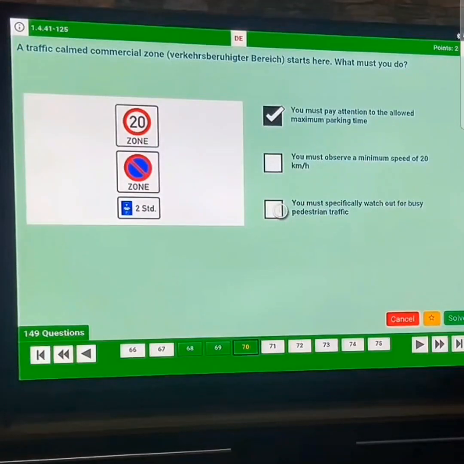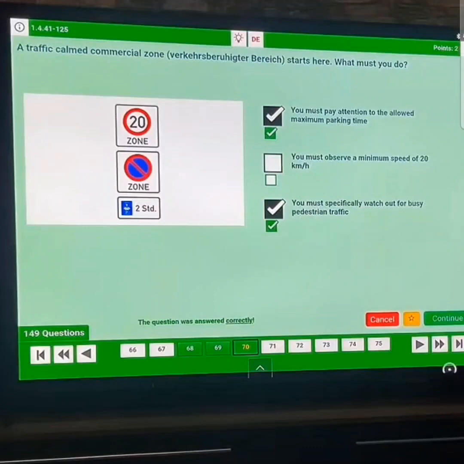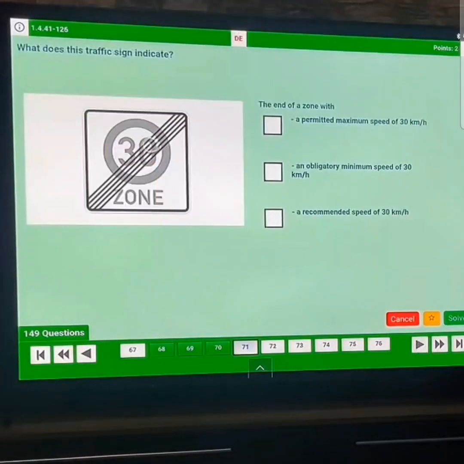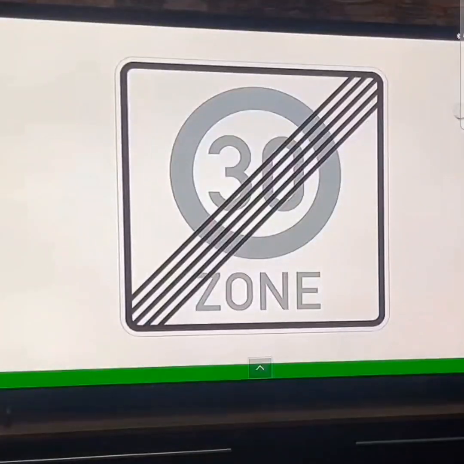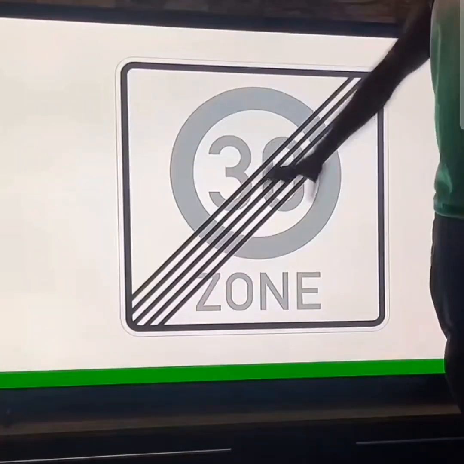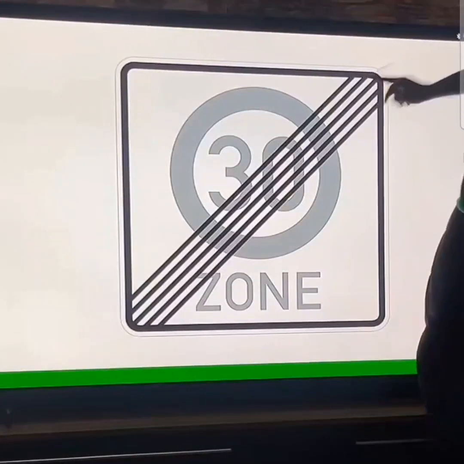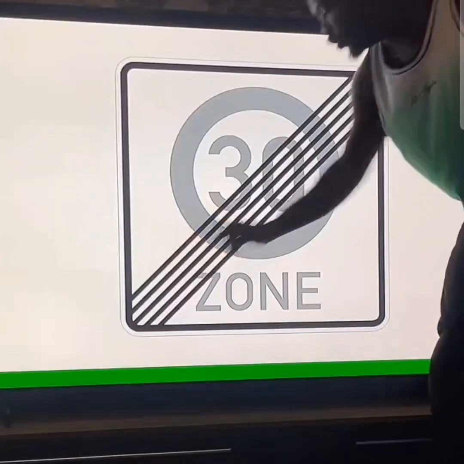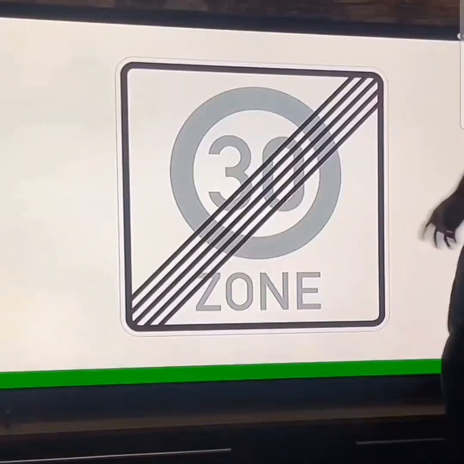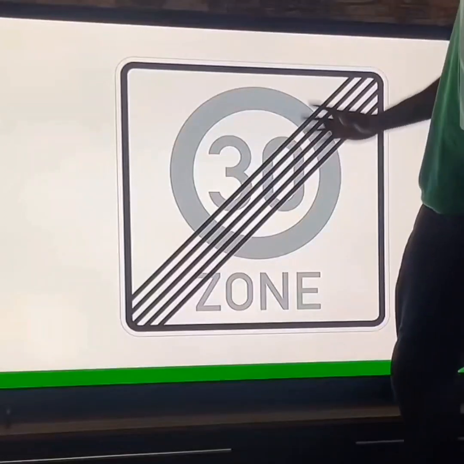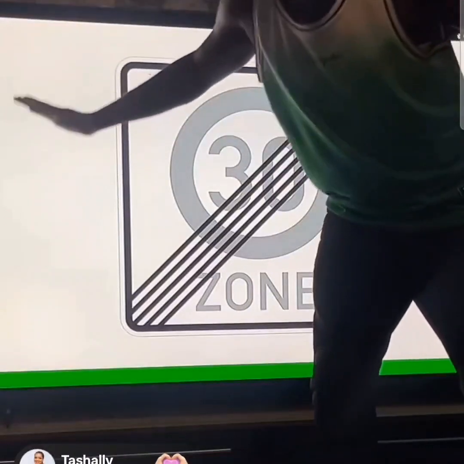You must specially watch out for what? For busy pedestrians. Ladies and gentlemen, before, you could drive at 30. But by the time you see a sign like this, that means you are not free to drive more than 30.